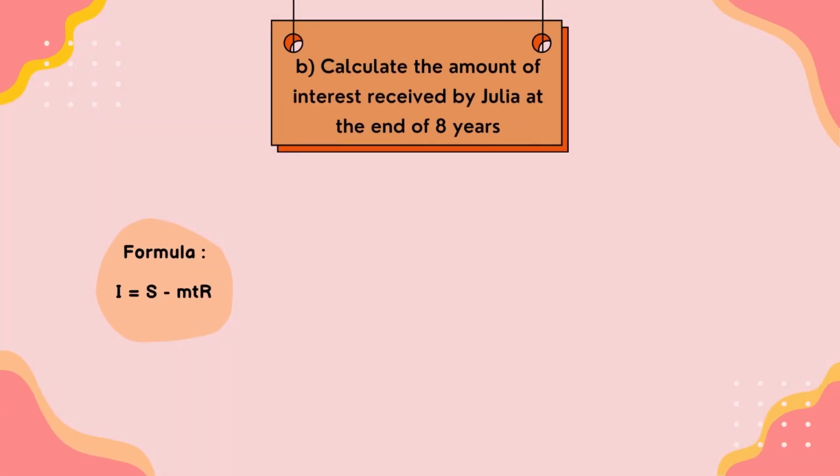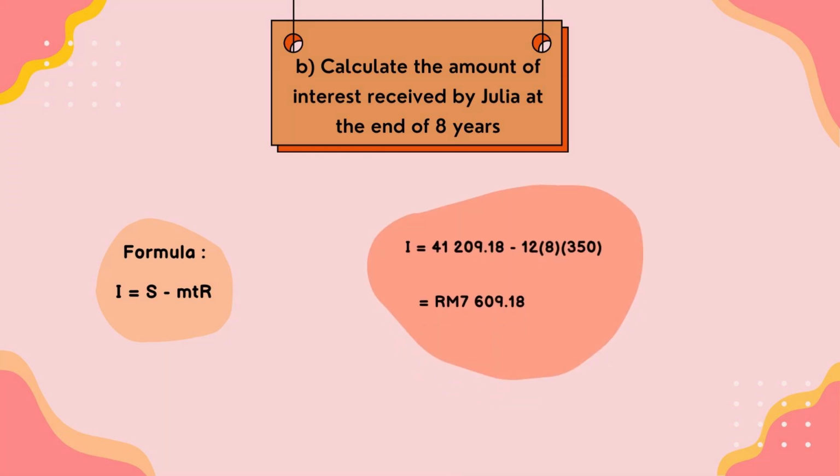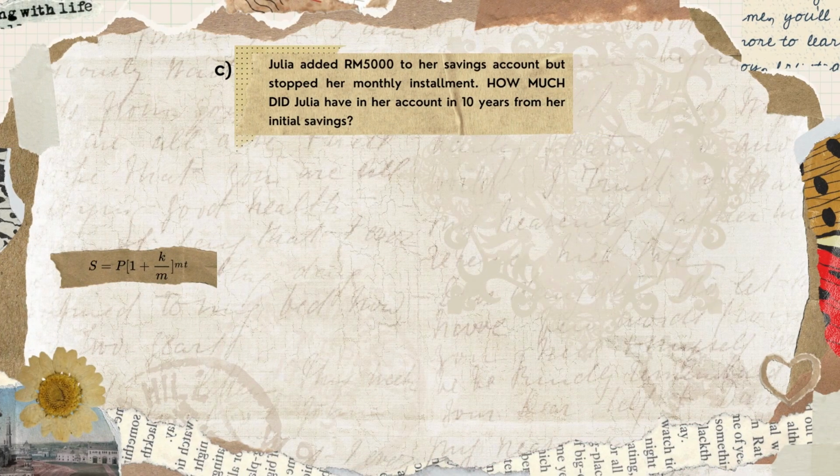Now, we move to question B. Calculate the amount of interest received by Julia at the end of 8 years. So, firstly, don't forget to write your formula. And the formula is I equals S minus MTR. Okay, first, 41,209.18 minus 12 times 8 times 350. Calculate and we got the answer is RM7,609.18.